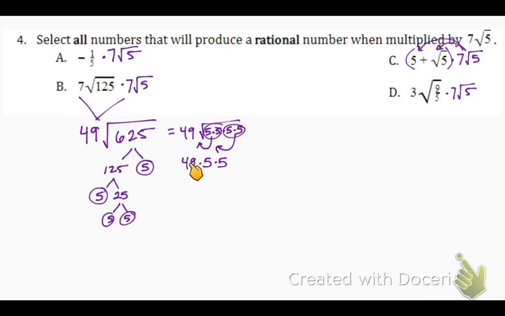So if I did multiply 49 times 5, what I'm going to get is a rational number because the radical is gone. So yes, answer choice B is in fact rational. We should select answer choice B.